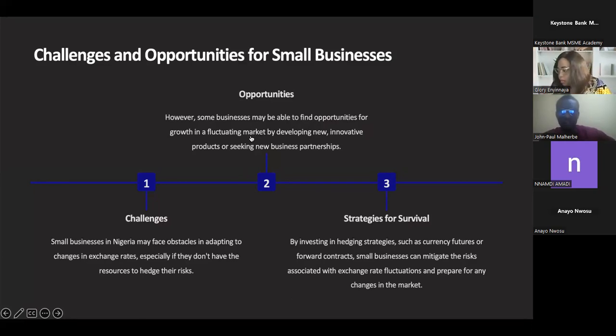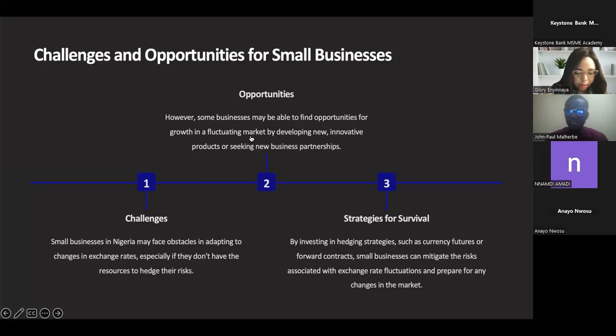Strategies for survival. By investing in hedging strategies such as currency futures or forward contracts, small businesses can mitigate the risks associated with exchange rate fluctuations and prepare for any changes in markets. Now, this issue of currency futures and forward contracts is a bit technical, especially for people who do not have the expertise to really understand what they are. Again, this is where financial institutions come in.